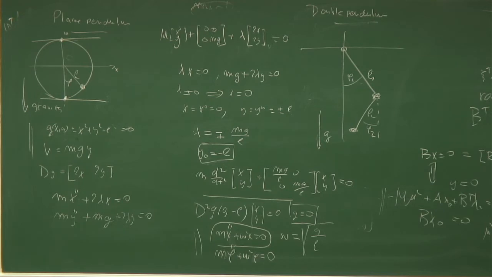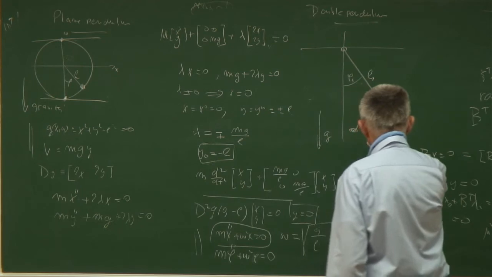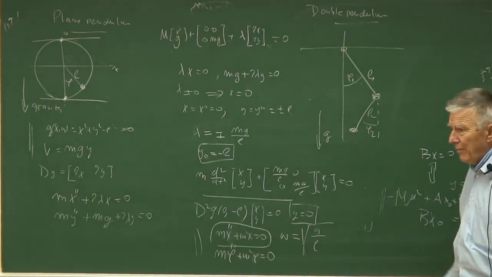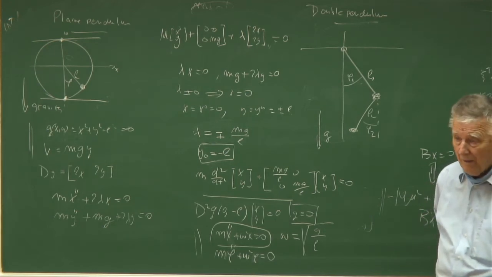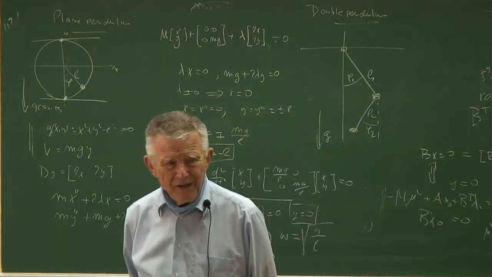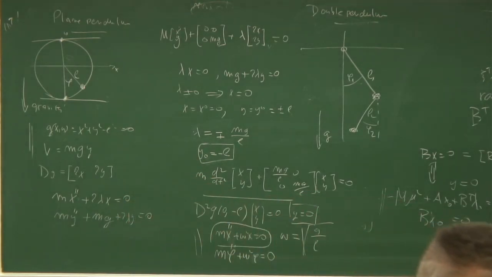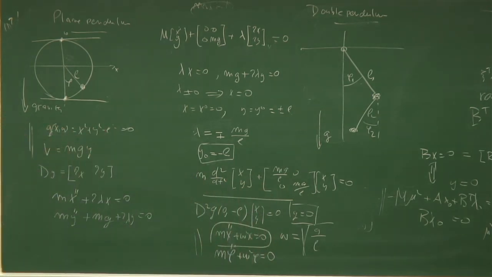For large values of parameter phi, the movement of double pendulum is quite chaotic, very chaotic. And I will try to make the picture. I found some pictures in internet and would like to show you.